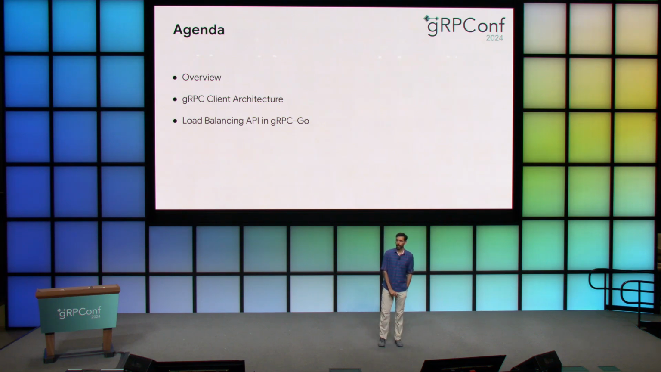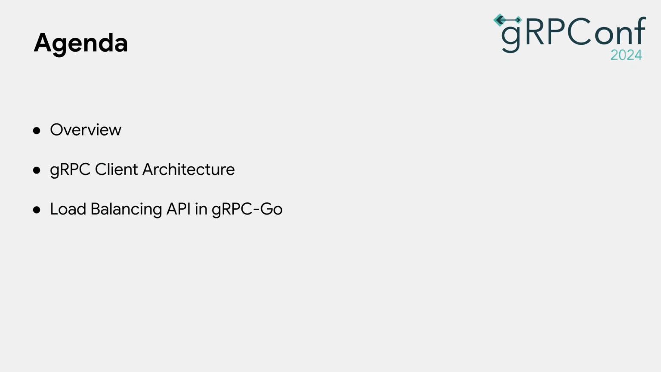And today I'll take you on a tour of load balancing in gRPC. So we'll get started off with a very high-level overview of what load balancing is, what options we have in this space, and some very high-level details of load balancing in gRPC. Then we'll dive a little deeper into the client architecture and see where load balancing fits in. And finally, we'll get into the weeds and we'll look at the load balancing API in gRPC Go.